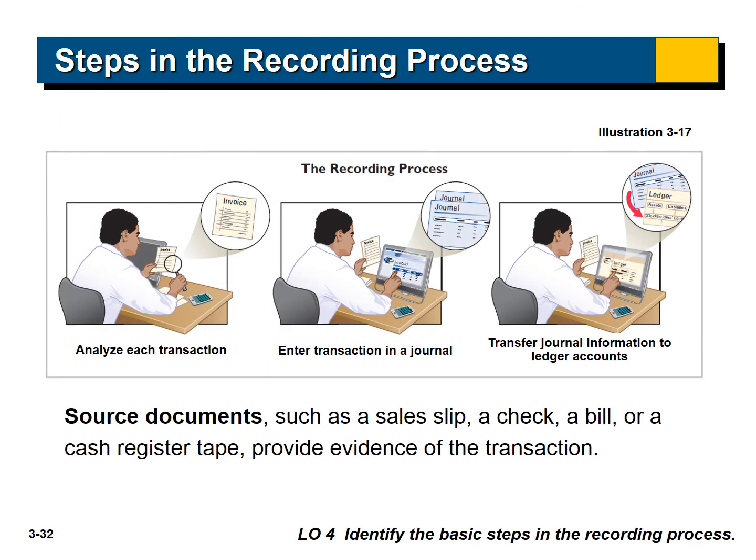Let's talk about how we record things. First thing we do is we analyze a transaction and we enter the transaction into a journal. A journal is just a chronological listing of transactions. And then step 3 is we transfer the journal information to what are called ledgers. And we'll take each one of those and see what we're talking about. But we start with what's called a source document. And a source document is like a sales slip, a check, a bill, a cash register tape that provides evidence of the transaction. It might be a sales invoice, whatever that document is.